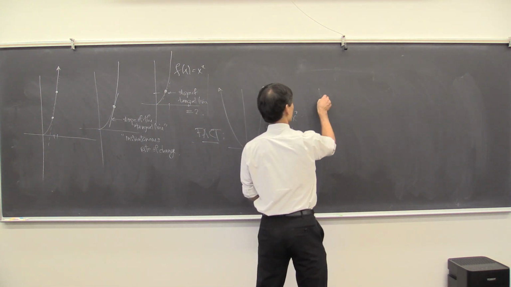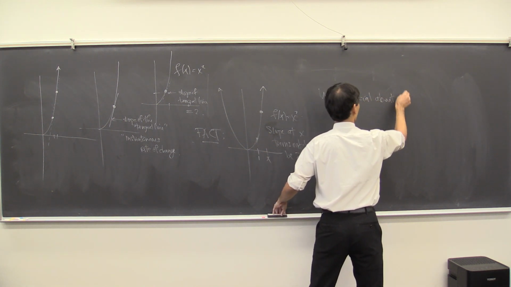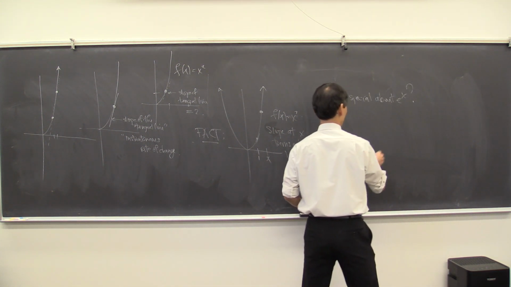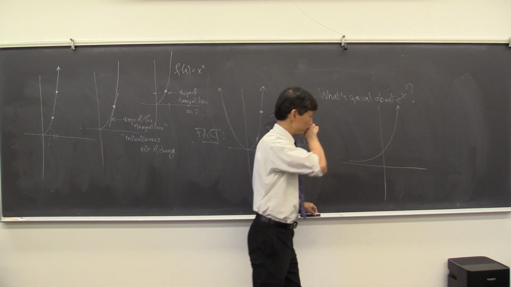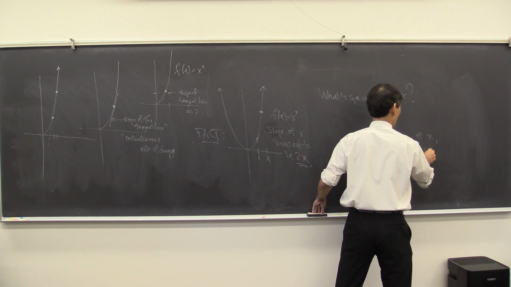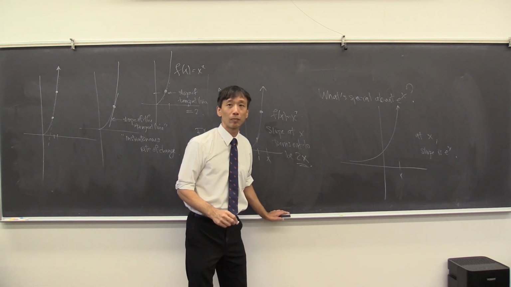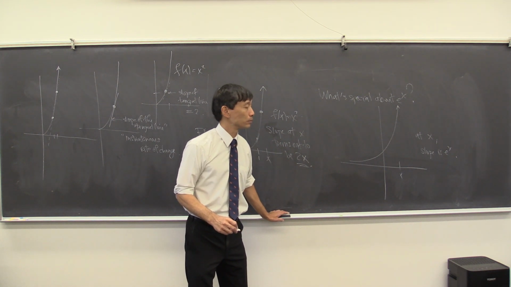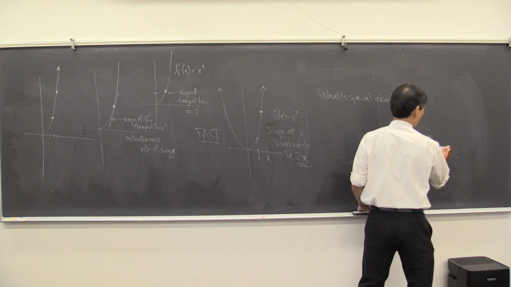What's special about the exponential function is that, the exponential function looks something like this, and at x, the slope is e to the x. The slope is itself.